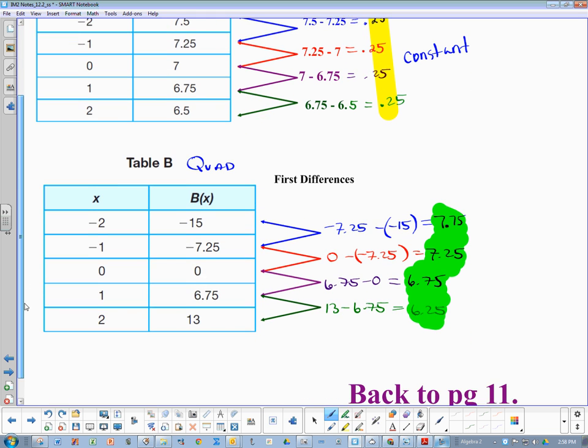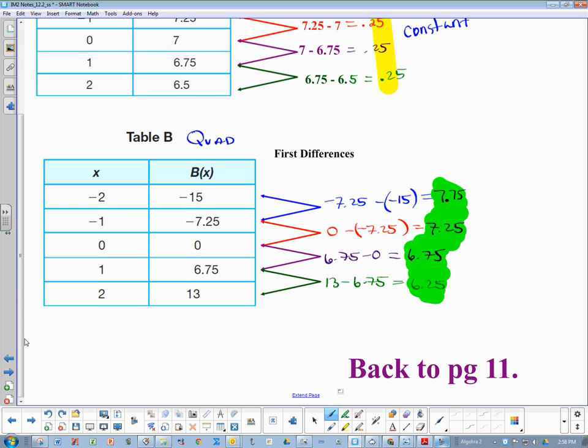And for a quadratic, these first differences are actually different. Now I'm going to take this a step further, and this is going to be explained later on in the lesson, but watch this. Let's take this word different, move it out of the way for a moment. And now let's find these differences.